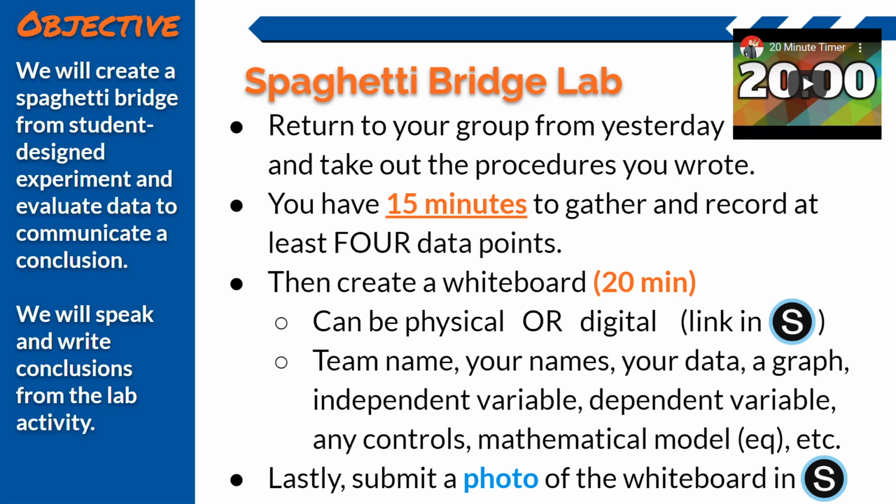But again, this is what needs to be on it. Your team name. So come up with a name for your group. I don't care what it is. Then your individual names. So you would put, Tyler, Ryan, whatever. Your data, a graph. Label your variables. Any control. Mathematical model means write an equation. If you have a line, you guys know how to write an equation for a line in slope-intercept form from your math class. So you're going to be doing that.